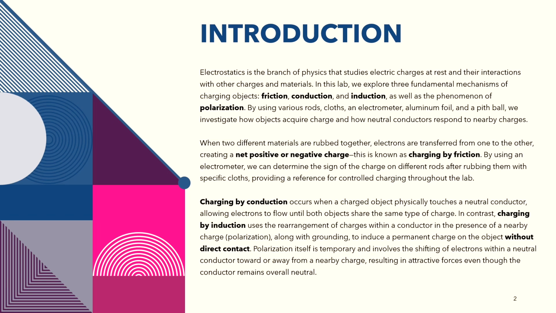Charging by conduction occurs when a charged object physically touches a neutral conductor, allowing electrons to flow until both objects share the same type of charge. In contrast, charging by induction uses rearrangements of charges within a conductor in the presence of a nearby charge, polarization basically, along with grounding to induce a permanent charge on the object without direct contact. Polarization itself is temporary and involves a shifting of electrons within a neutral conductor toward or away from a nearby charge, resulting in attractive forces though the conductor remains overall neutral.